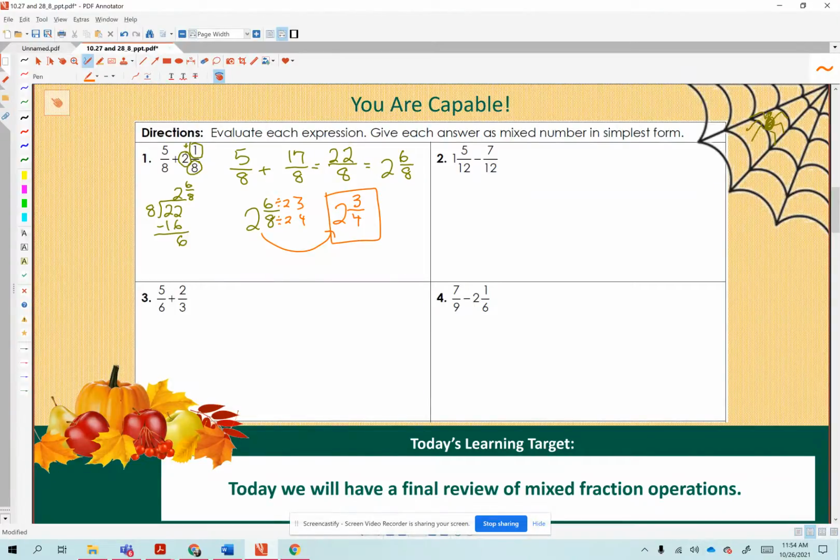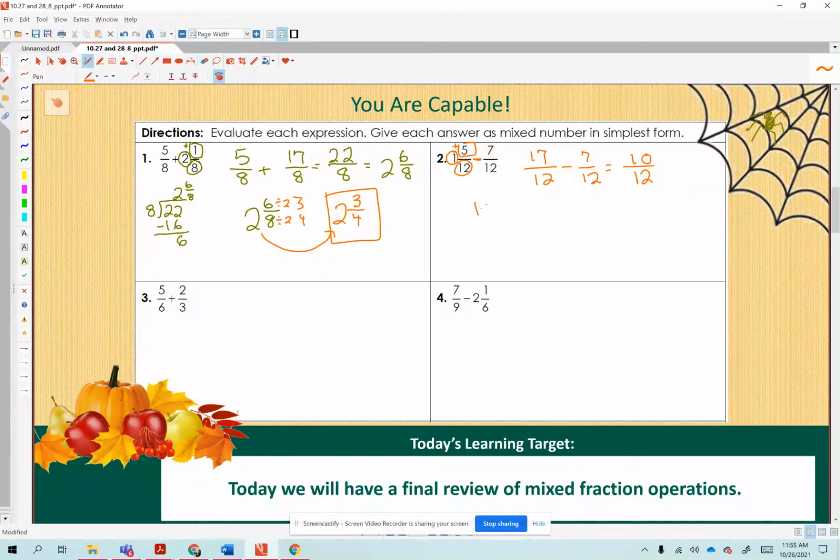In our next problem, we have 1 5/12, and from that we will subtract 7/12. We need to rewrite that 1 5/12 as an improper fraction, so we will multiply 12 times 1 is 12, plus 5 is 17/12, from which we will subtract 7/12. And when we subtract, we keep our denominator and we subtract the numerators. 17 minus 7 is 10.